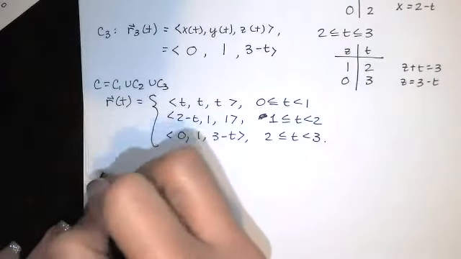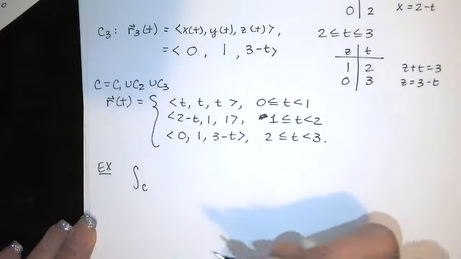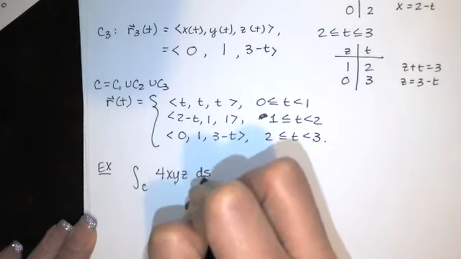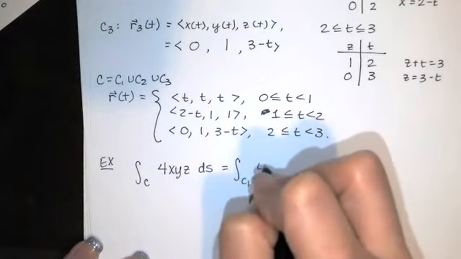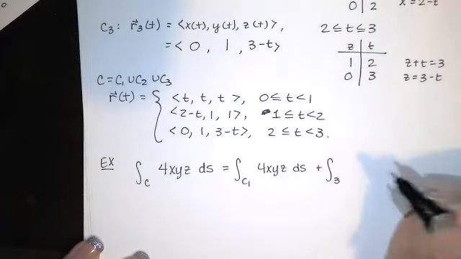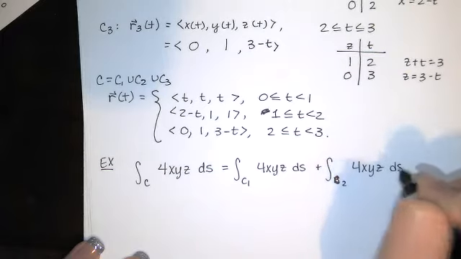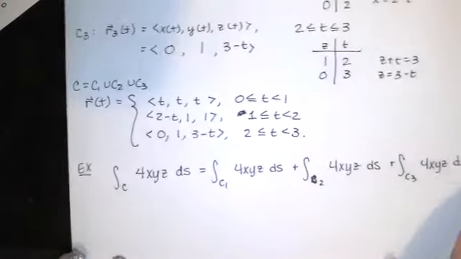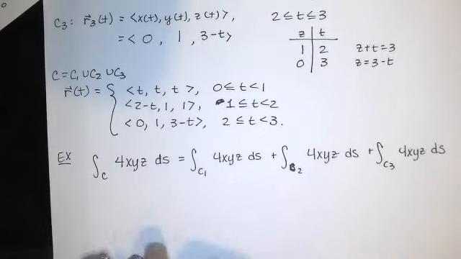Now let's say somebody asked you to find the line integral over C of 4 times x times y times z ds. Well, then you just do the line integral over C1 plus the line integral over C2 plus the line integral over C3. And each of those is pretty simple because these are pretty simple functions.